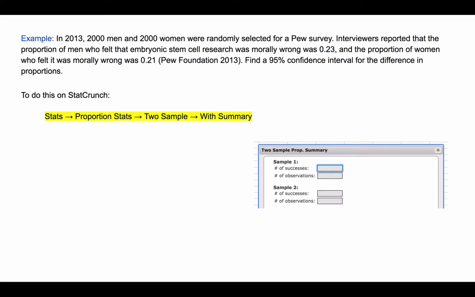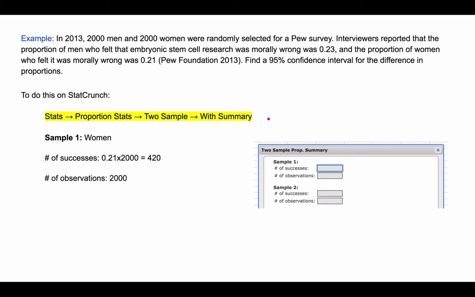To do this in StatCrunch, we just need to go to Stats, Proportion Stats, to Sample with Summary. So those are the steps we take in our StatCrunch page. If you do this, a box that looks like this is going to pop up, and we have to know what to put in all of the boxes here. So I'm going to walk you through what goes in all these boxes, and then we'll go to StatCrunch and I'll show you how to do it.